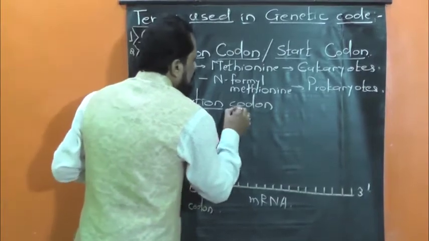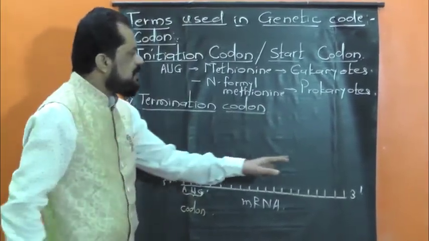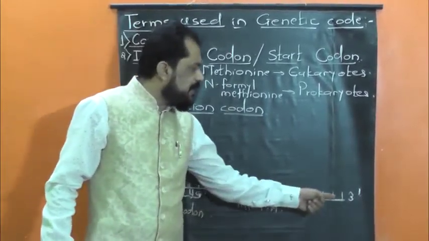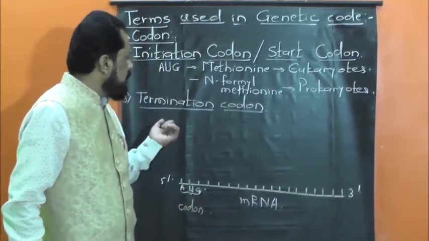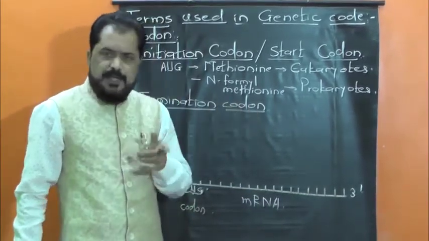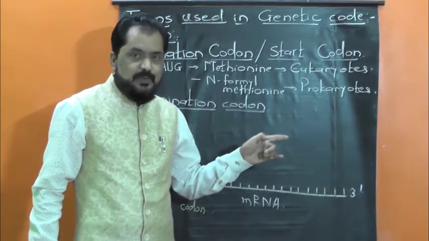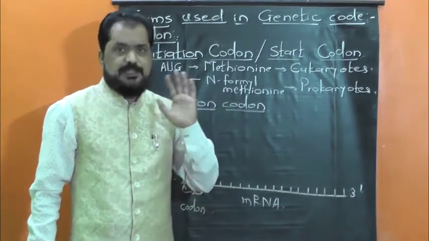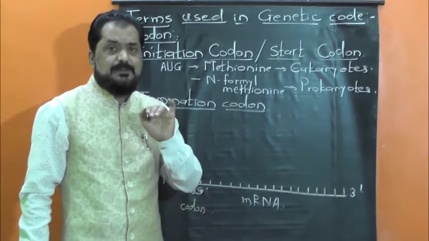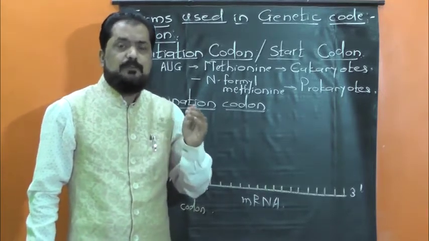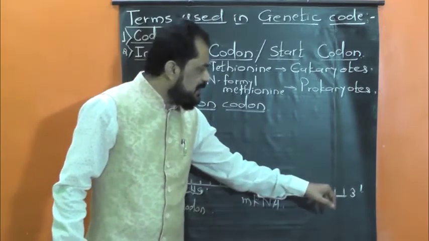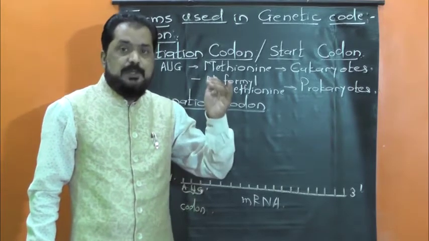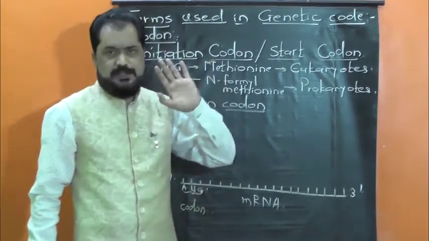The codon present at the 3' end of mRNA is known as the termination codon, because this last codon brings about the termination of the process of protein synthesis. 3' एंडला असलेला जो कोडॉन आहे तो प्रोटीन सिंथेसिसच्या प्रक्रियेला टर्मिनेट करतो, संपवतो, म्हणून त्याला टर्मिनेशन कोडॉन असं म्हणतात.